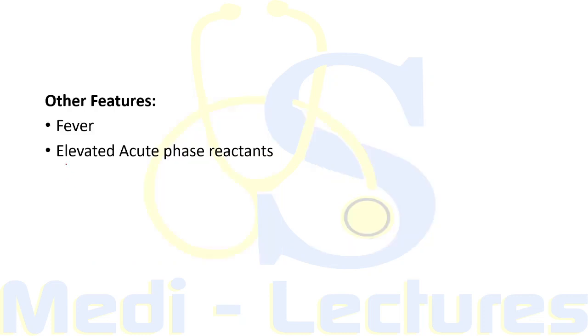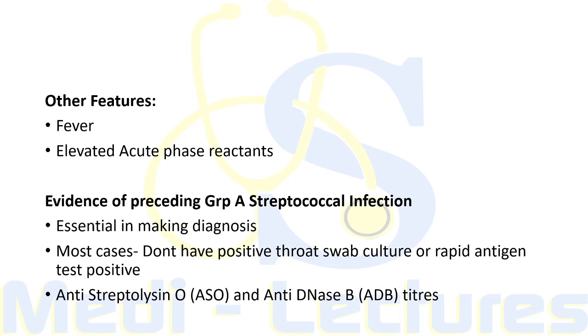Now the other features in ARF include fever and elevated acute phase reactants including C-reactive protein. Now to make the diagnosis, there should be evidence of preceding group A streptococcal infection. So this is essential for making the diagnosis of ARF, except for chorea and indolent carditis, both of which may become manifest many months later.